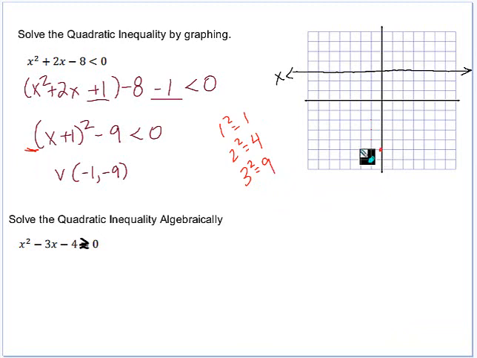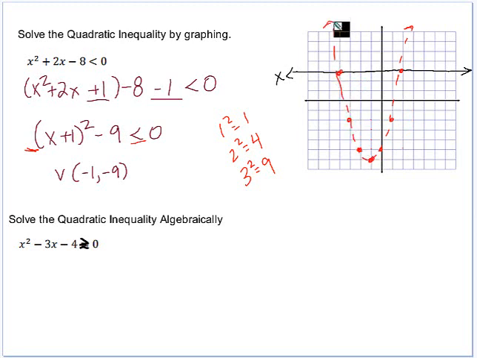So over 1, up 1 on both sides. Over 2, up 4 on both sides. And then over 3, up 9, and on both sides. And then I can go ahead and graph this. Right? It is just less than, so we're going to do dashed.